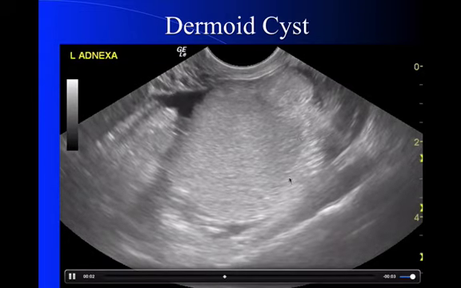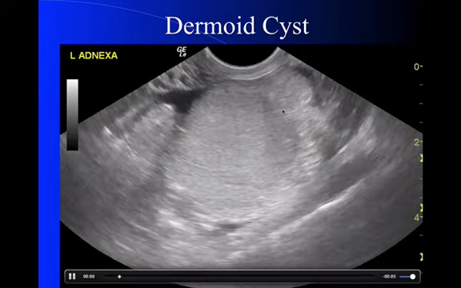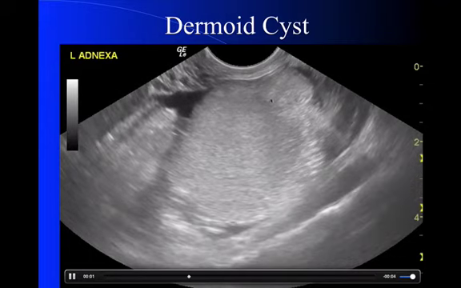This is what a dermoid cyst looks like. It's very homogeneous. It's very large. Oftentimes there's a small amount of free fluid surrounding it. This is a dermoid cyst.